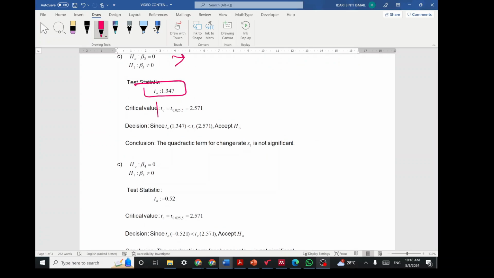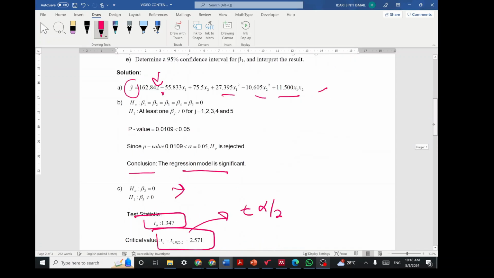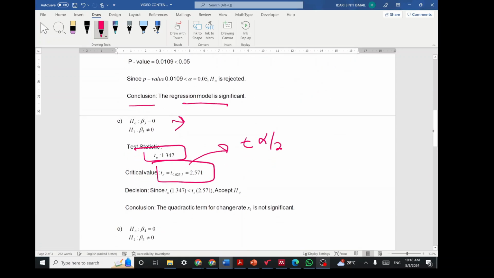Okay, and then this value you can obtain from the table actually. So this is t alpha over 2. Your alpha is 0.05, so you divide it by 2, so you will have 0.025. And that degree of freedom, your number of regressors. Okay, so since our test statistic here is less than your critical value, so we accept or we fail to reject H null. If it is greater, then we can say that we reject H null, but because in this case it is less than the critical value, so we accept H null or fail to reject H null.